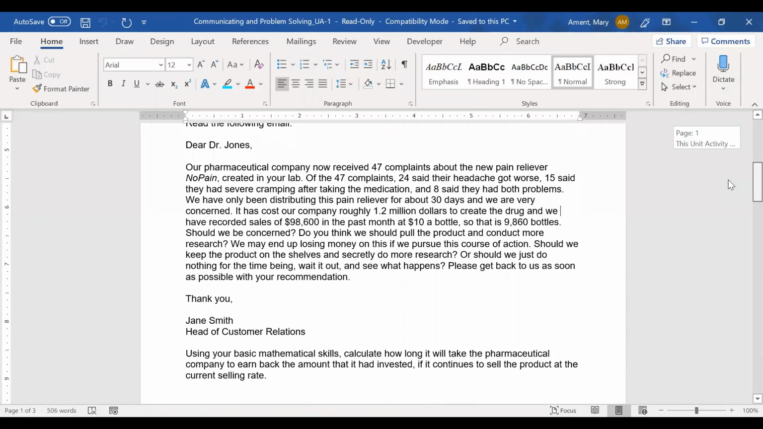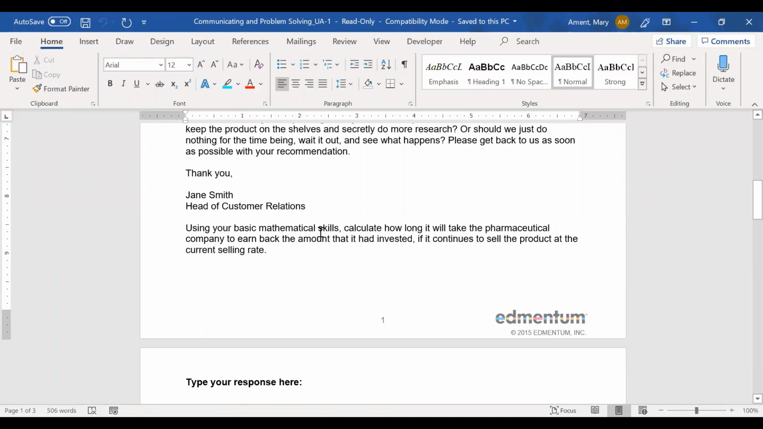Okay, so you're going to get this problem that talks about this pharmaceutical company that's received complaints, and you're given a lot of information about this company and the issues that they had, the cost of the product, and from there, you're going to have to use basic mathematical skills to calculate how long it'll take the pharmaceutical company to earn back the amount that it invested if it continues to sell the product. So even though it had an issue, you're going to have to try to figure out how long it's still going to take for them to earn back the amount of money that it originally invested.